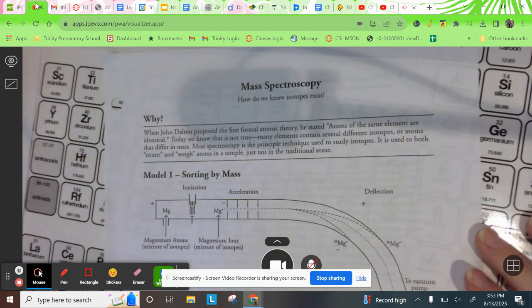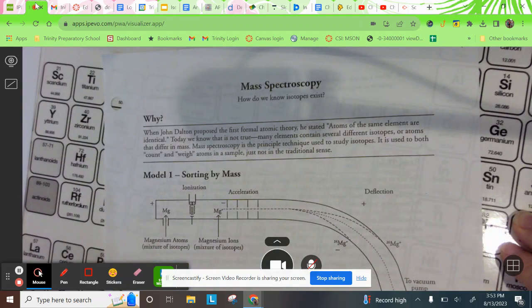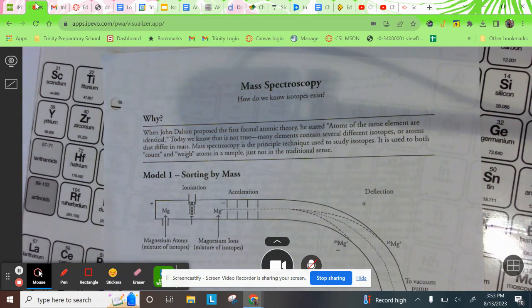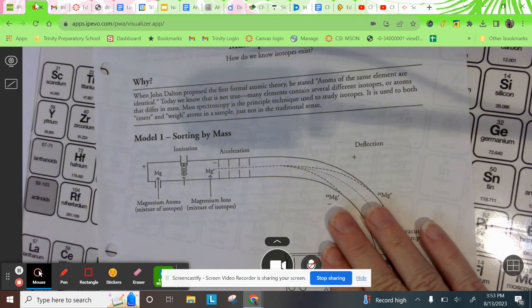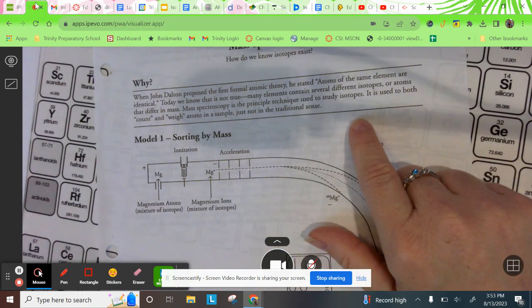Okay, let's take a look at the mass spectroscopy POGIL. So it says, how do we know isotopes exist? You can see, this is going to show you the inner workings of a mass spectrometer. So before we start that, let's take a look at the why.